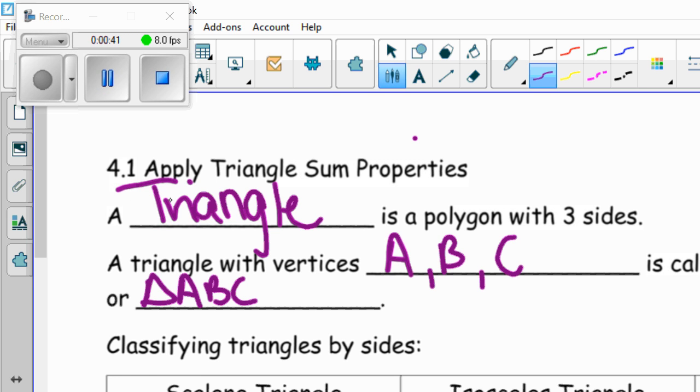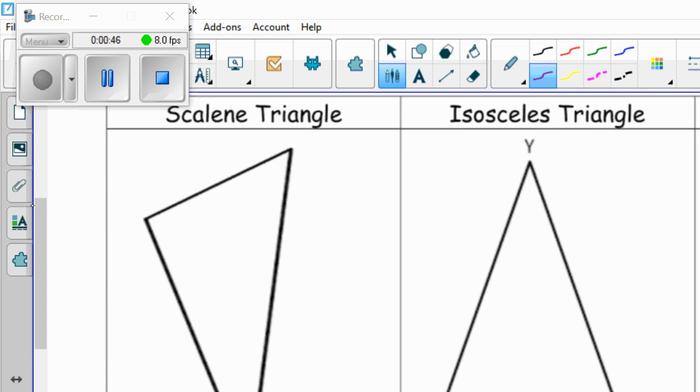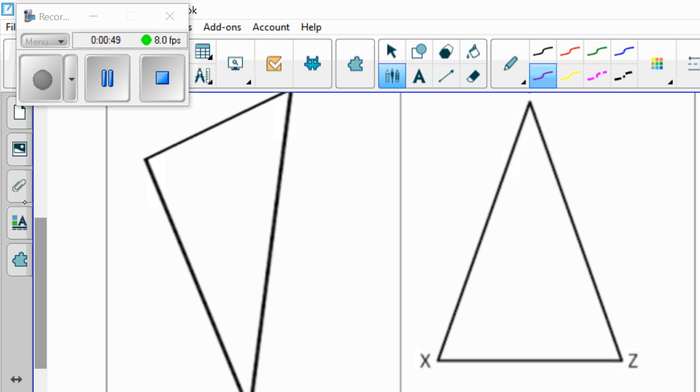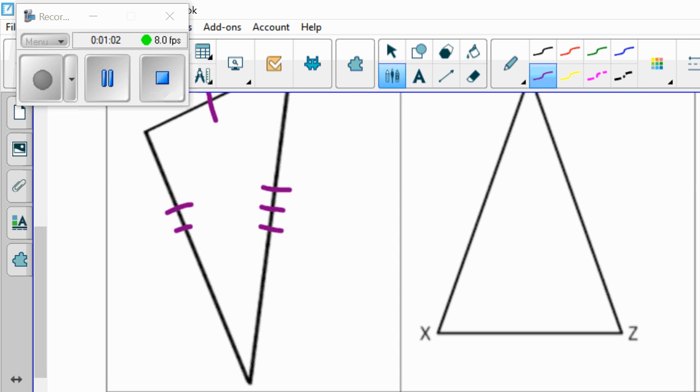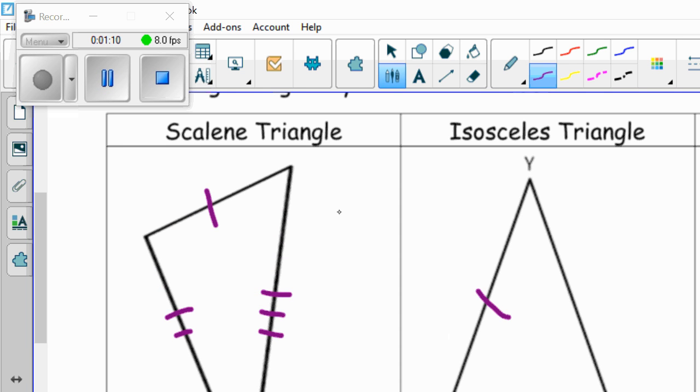So we're going to review how we classify triangles by sides. So we have first a scalene triangle. This type of triangle has no congruent sides. So if we had marks, all the sides would have different marks. An isosceles triangle is a triangle with at least 2 congruent sides. So this one could look like this one and this one the same, and the 2 that are the same are called legs, and then the other one is called the base.